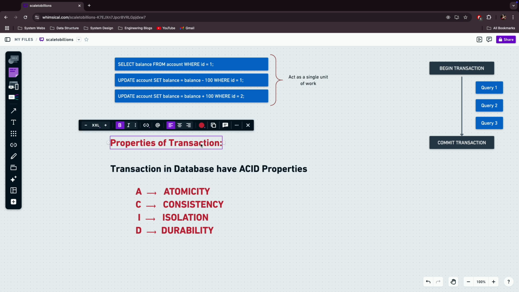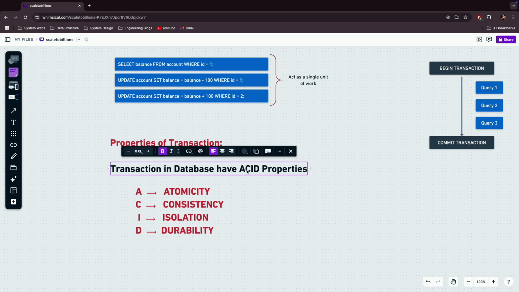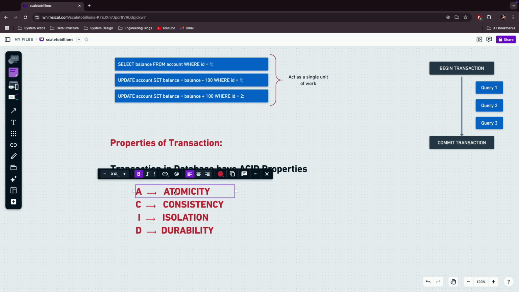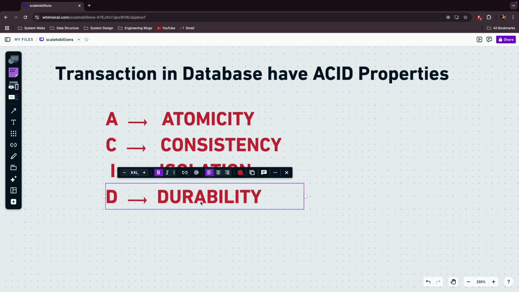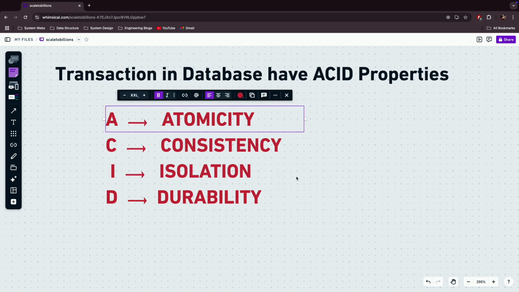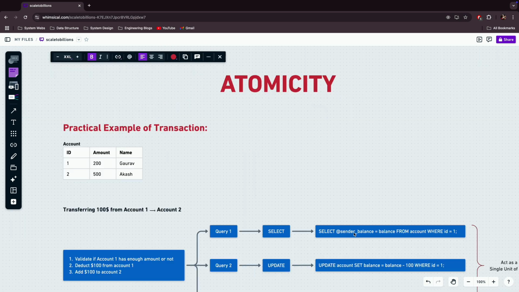There are four properties of transaction basically, and we call it ACID. ACID is a short form. A stands for atomicity, C stands for consistency, I stands for isolation, D stands for durability. In this video, I'll be specifically focusing on atomicity. We will learn about what exactly is atomic behavior of transaction, right?